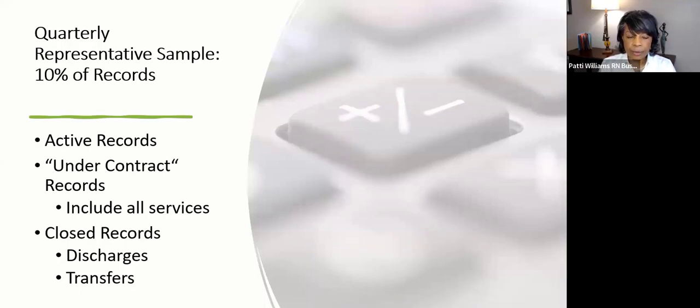And then be sure you look at your closed records, your discharges and your transfers. Discharge, you discharge them from your agency. Any of these are discharged, even if it's a transfer to another agency, it's still a discharge. So you try to include at least one or two of those as well.